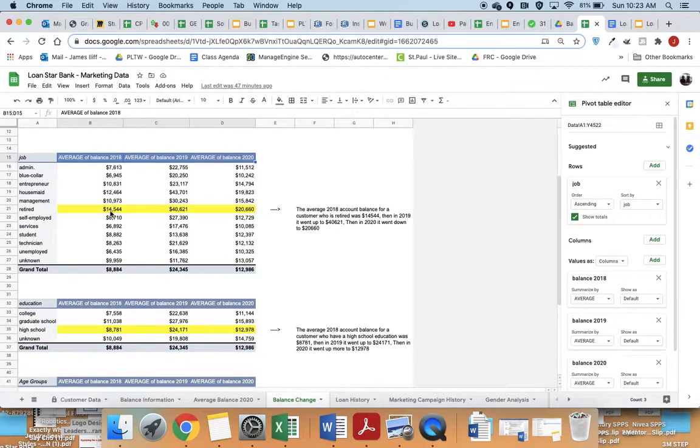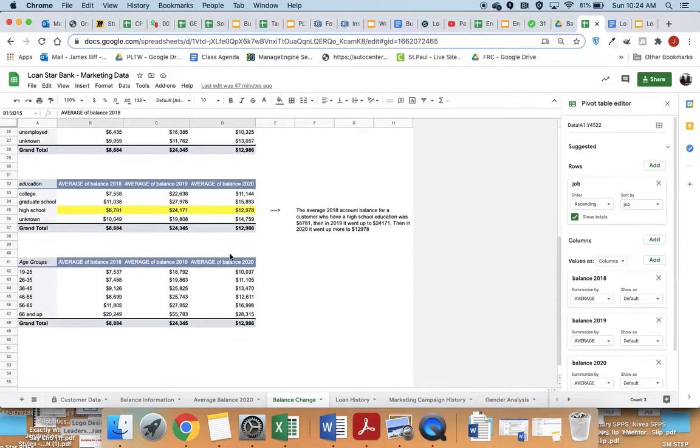You can see I just highlighted this one to show you the average, not because this one's special, just because I wanted to show you an example. The average 2018 account balance for a customer who is retired was 14,500. Then in 2019 it went to 40,000. Then in 2020 it went down to 20,000. So wow, what a big spike and then a drop off. Something happened in 2019 and 2020 that made that spike in the account balance.